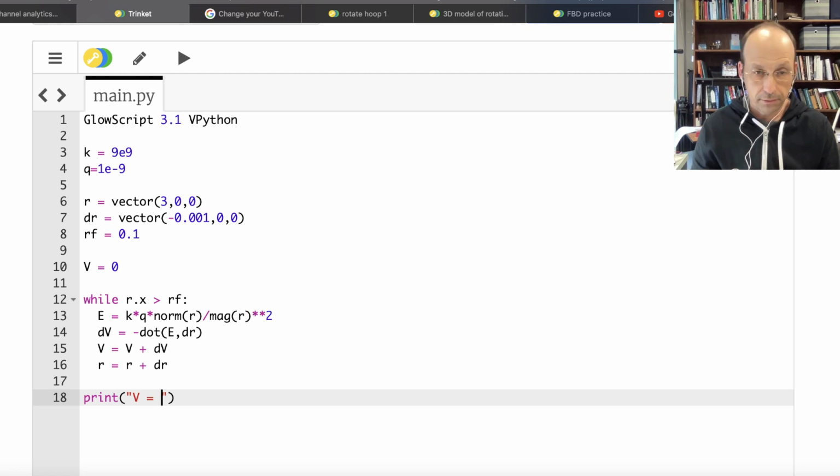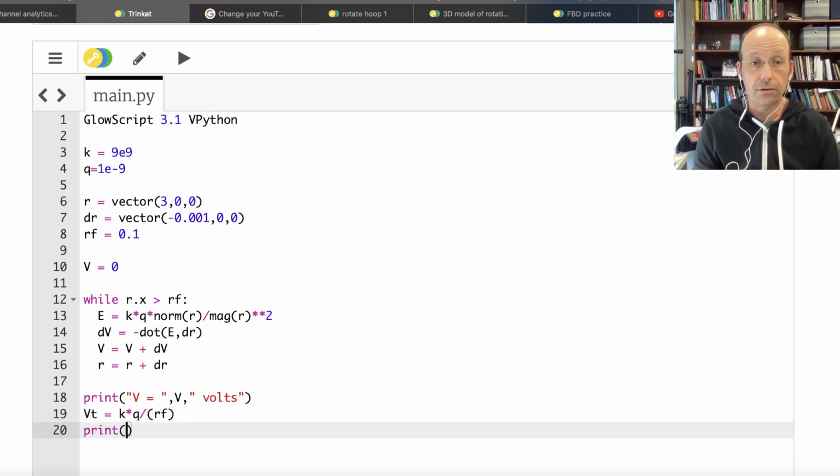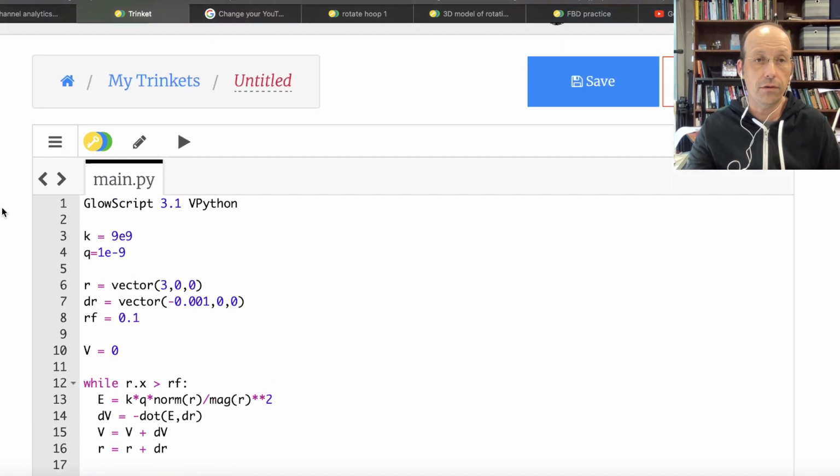Once I get done, I'm going to print v equals, v volts. Let's also compute Vt. That's the theoretical value for the electric potential. That's just going to be K times Q divided by Rf, right? So KQ over R is the electric potential due to a point charge. Notice there's not a negative sign there. And let's print that out too. Let's say Vt, Vt volts, so we can see how close this is, because we're making some assumptions. And I should save it, and I will give you the code.